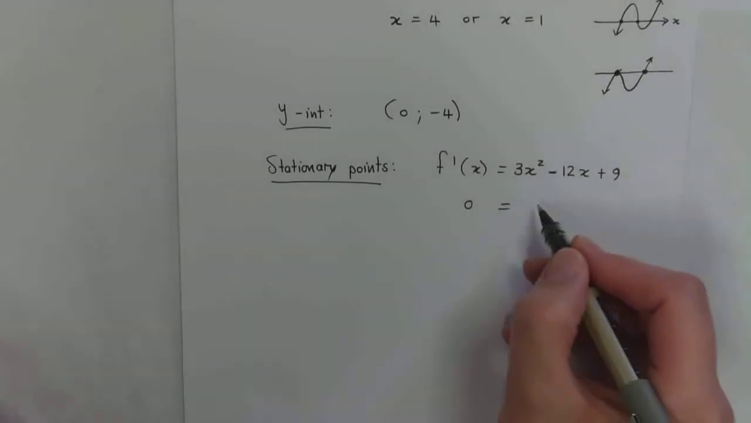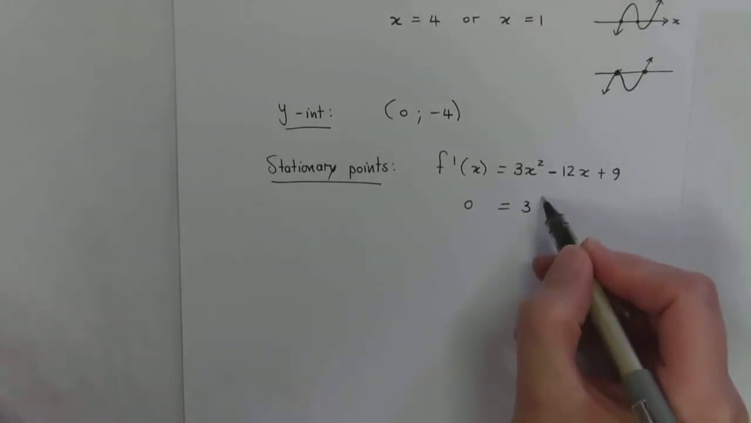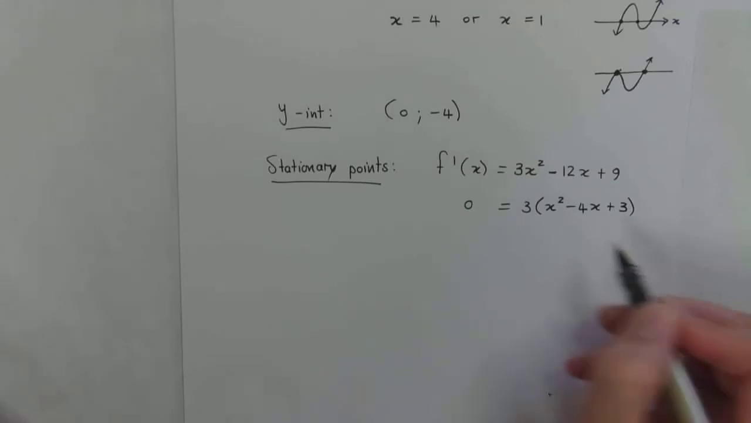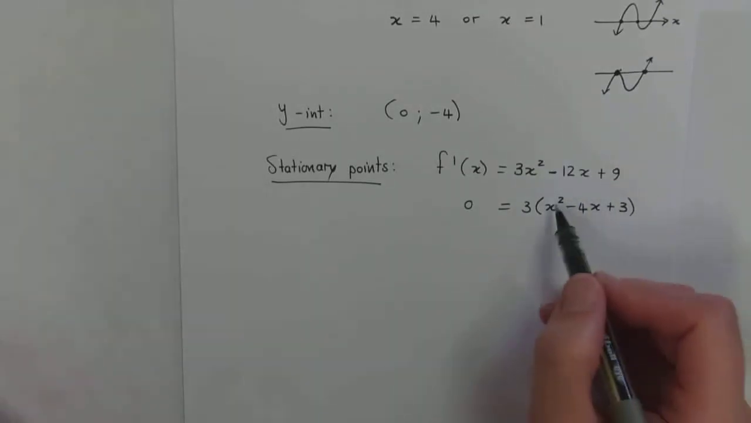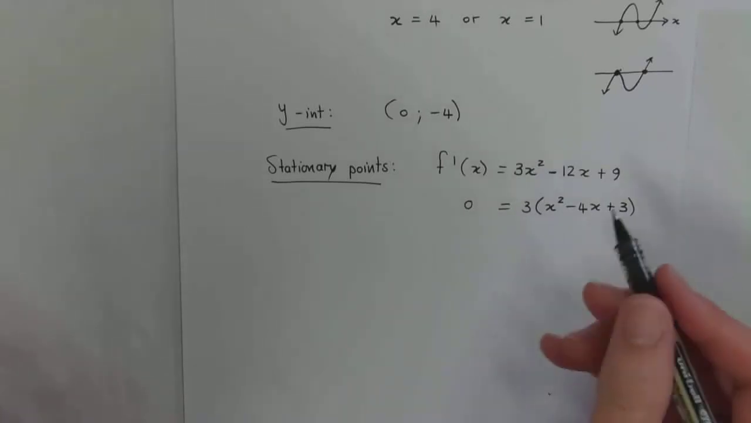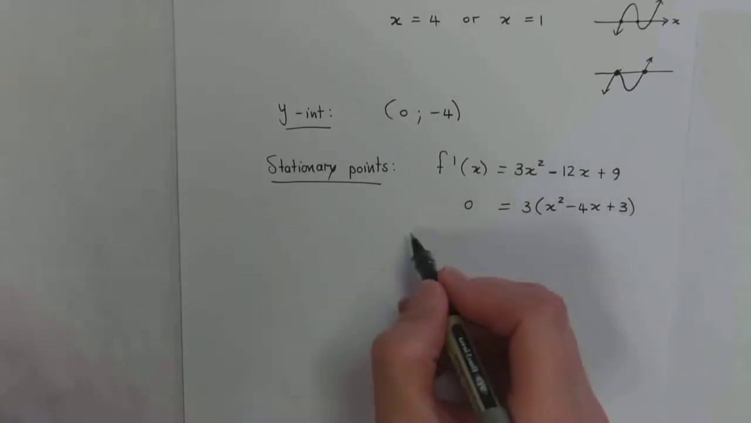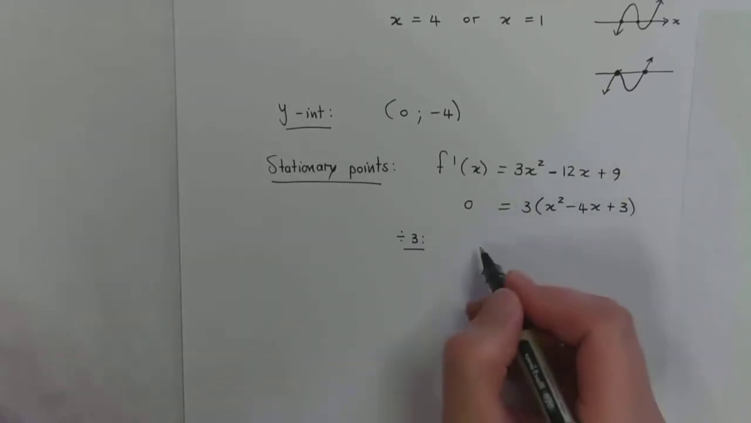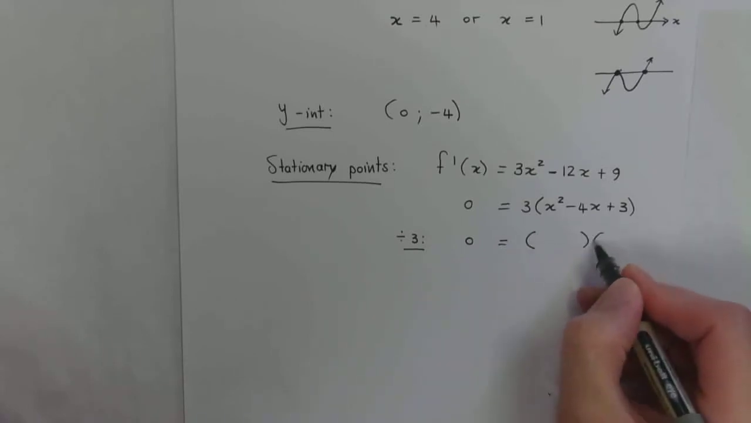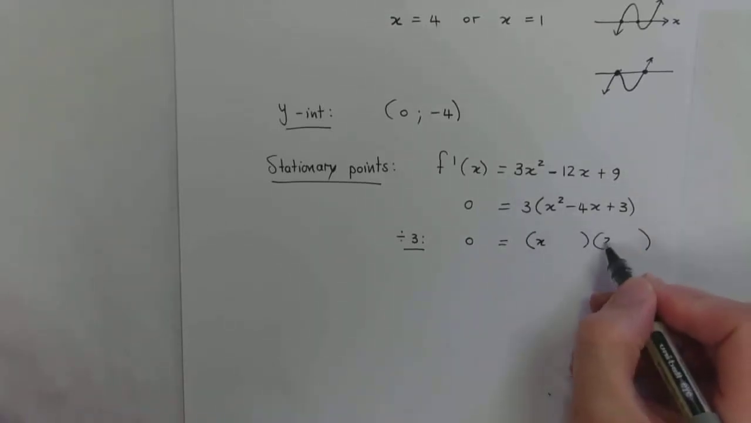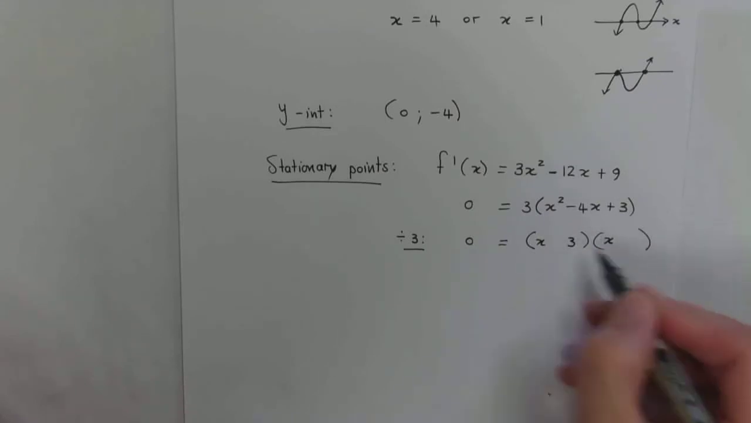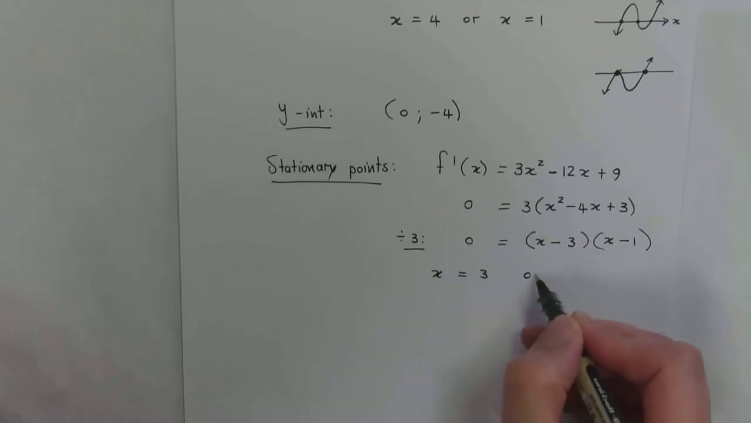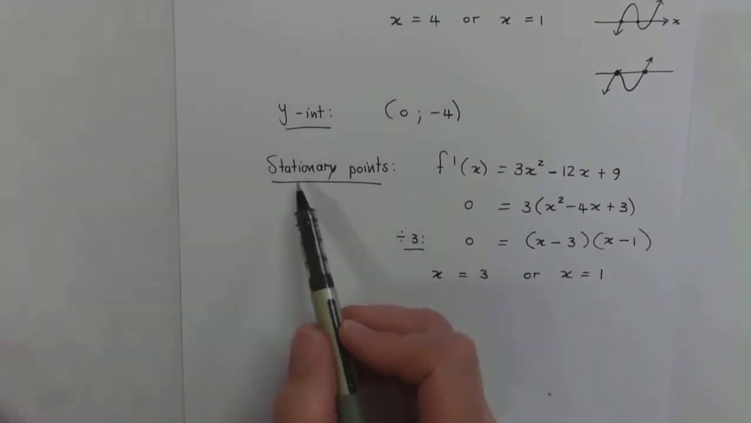So now, in order to solve this, we're going to first take out the 3 as a common factor, which is then x squared minus 4x plus 3. Now obviously you could also use your calculator to solve this quadratic, but I think that's a little bit lazy. So I'm just going to solve it by means of factorization. Now I'm going to divide by 3 just to get rid of that particular 3. So factorize the trinomial, saying it's x times x, and then it's going to be 3 times 1, and it's going to be minus 3 and minus 1, which means x is equal to 3 or x is equal to 1, which are my 2 x-coordinates of the stationary points.